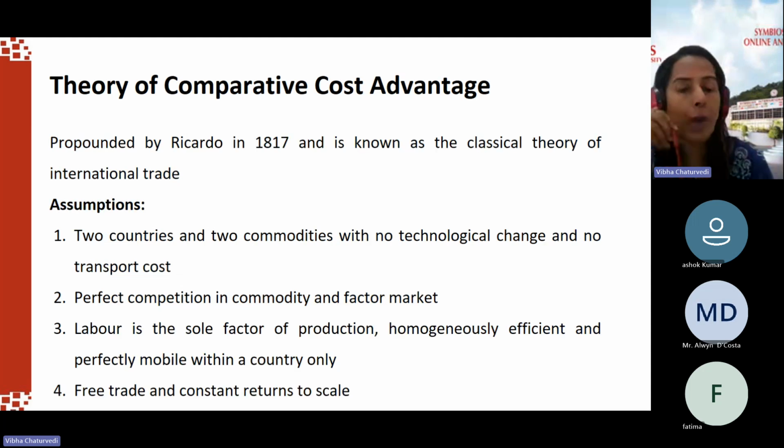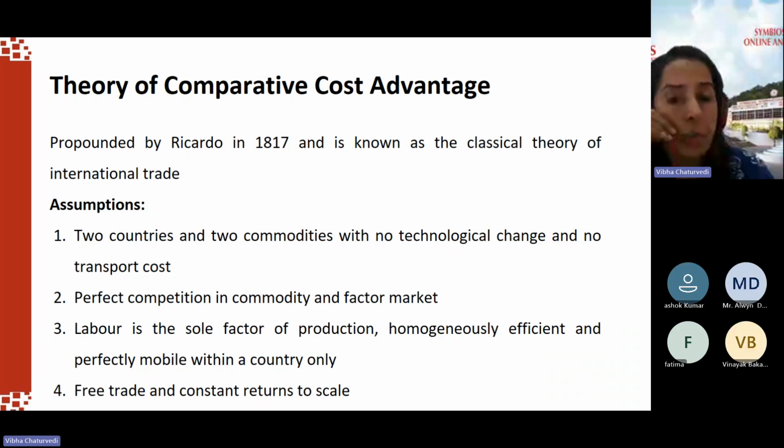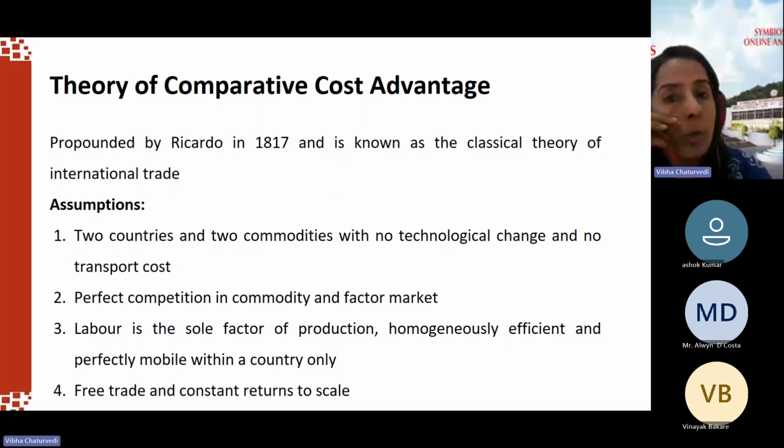Coming on to the theory of comparative cost advantage. The second scenario that we discussed is that countries will trade even if one country has an absolute cost advantage in the production of both the commodities. We will change the previous example, only use that example, and understand whether two countries will still trade with each other. This theory was propounded by Ricardo. He's also a classical school economist.